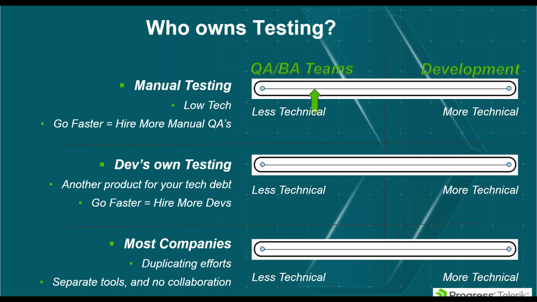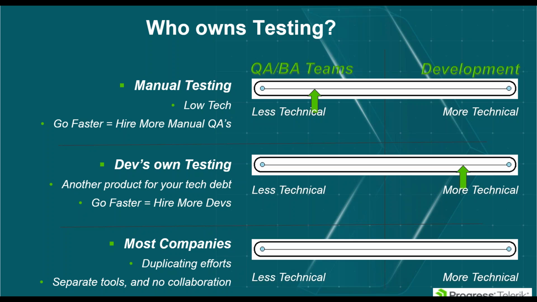In many organizations that we talk to, by the way, it's the developers who own testing. While they're much more technical than the manual QAs, on the other hand, it really adds to your organization's technical debt, which these developers need to maintain, right? And again, we have the same issue here. It's really difficult to scale because if you want to go faster and decrease the time to market, you need again to hire more.